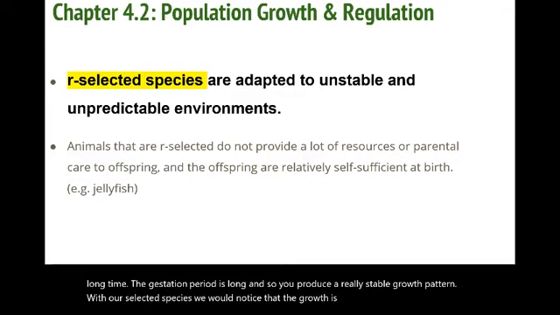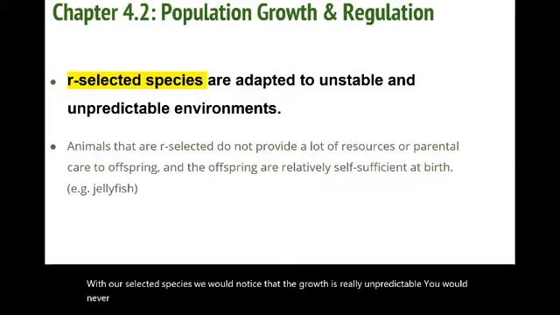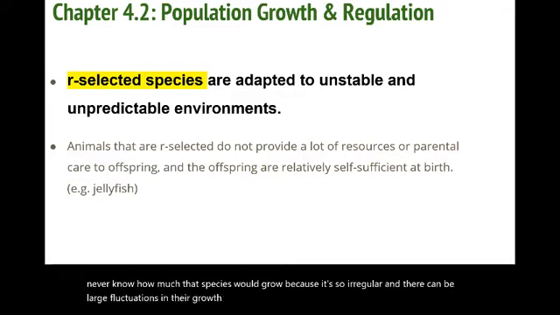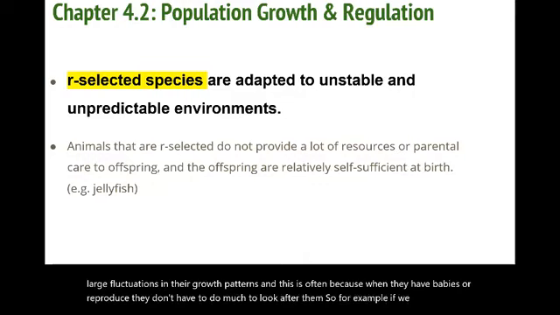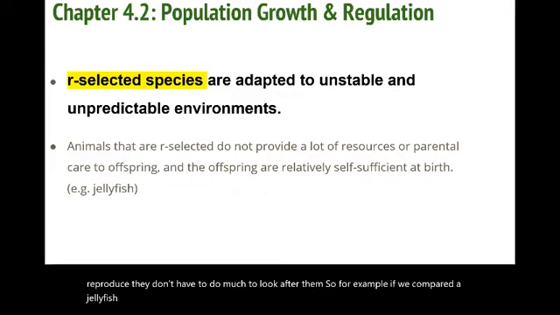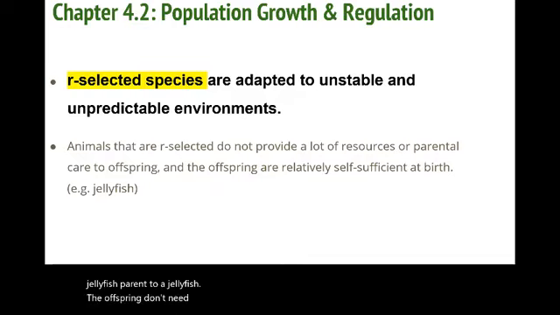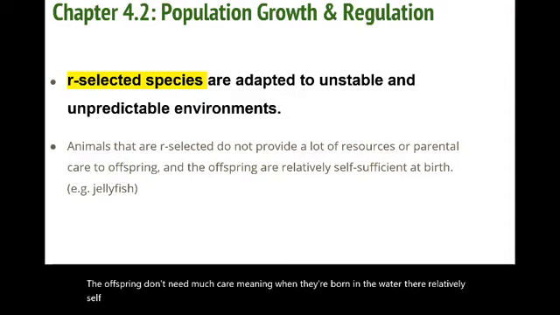You would never know how much that species would grow because it's so irregular and there can be large fluctuations in their growth patterns. And this is often because when they have babies or reproduce, they don't have to do much to look after them. So for example, if we compared a jellyfish parent to a jellyfish offspring, the offspring don't need much care, meaning when they're born in the water, they're relatively self-sufficient. They don't need a lot of care.